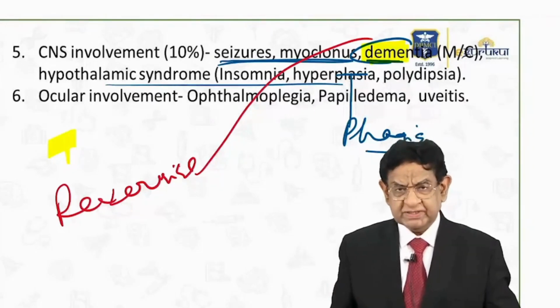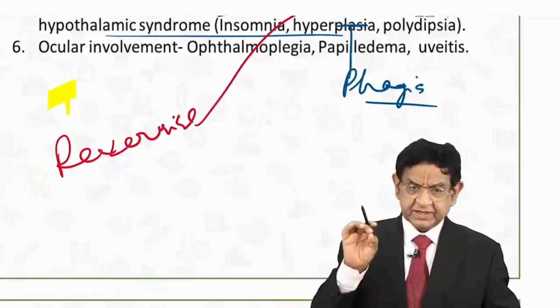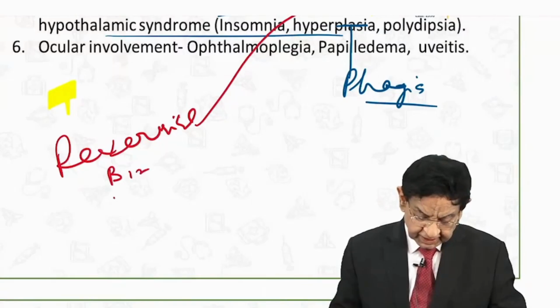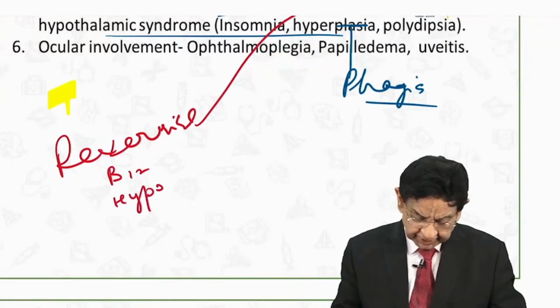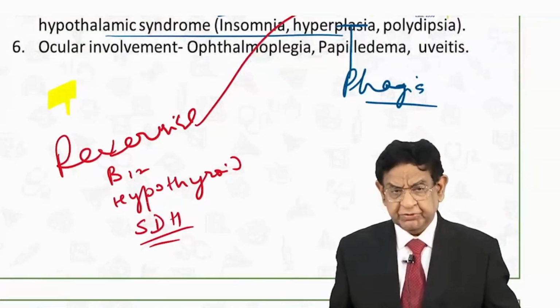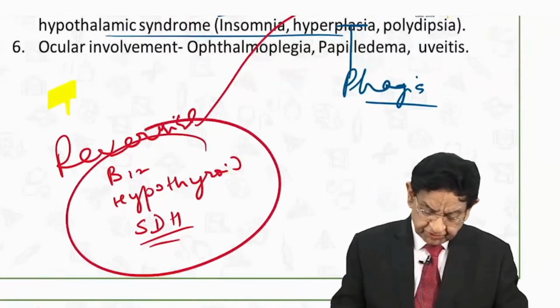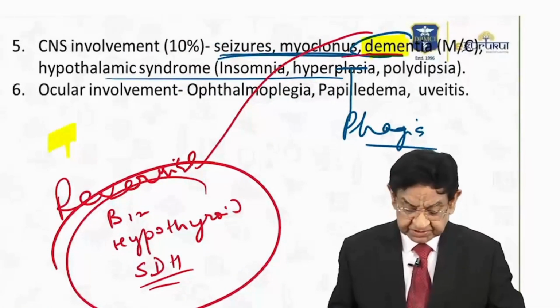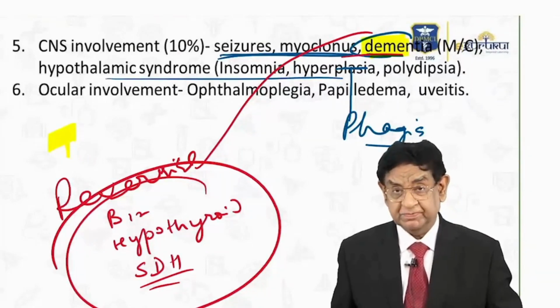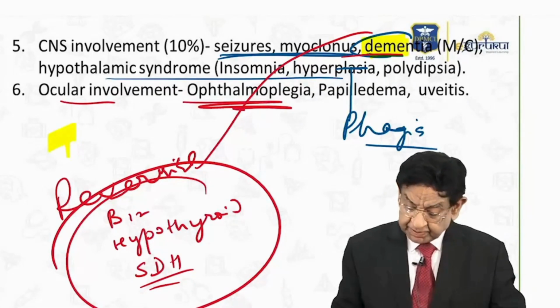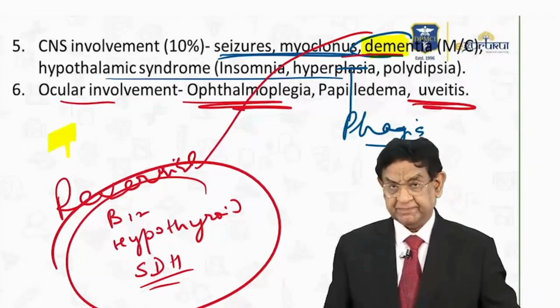So whenever we talk about reversible dementia, extra edge point: B12 deficiency and hypothyroidism, and subdural hematoma. SDH stands for subdural hematoma. So they are the three very important causes of reversible dementia. To add on to the list is Whipple disease also, right? Ocular involvement may be ophthalmoplegia, uveitis can be there.